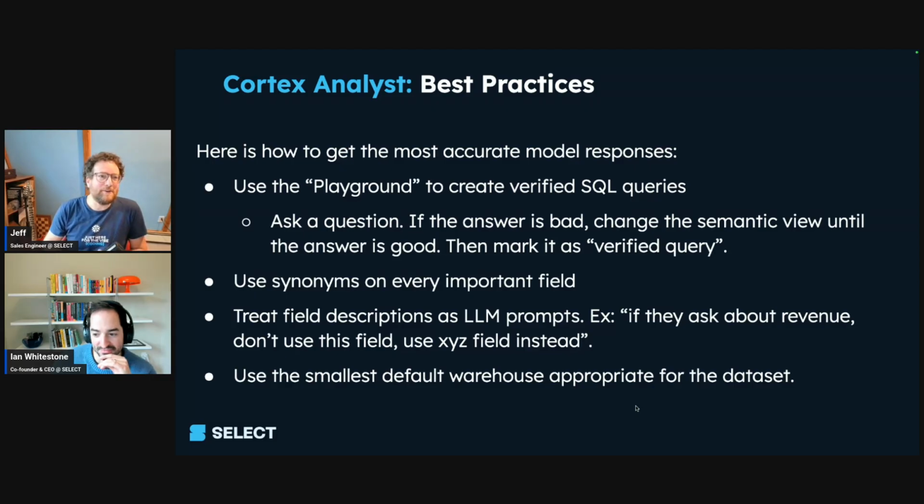Okay, so how do we get the most accurate responses out of the Cortex Analyst? Use the playground. Go ahead, right after this call, build a semantic view, figure out what the playground is. It's right there in front of you in the Snowflake UI. Start asking it questions. If the answer is bad, change the semantic view until the answer is good.